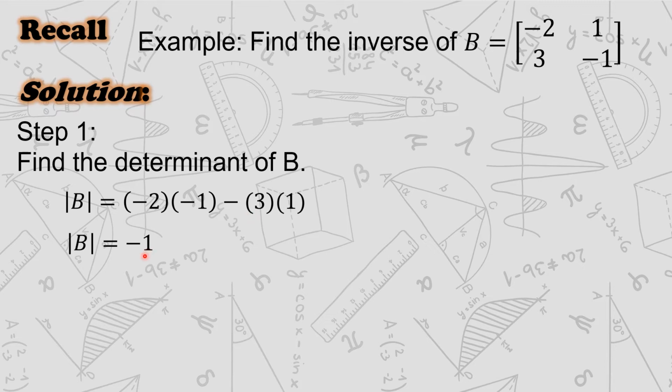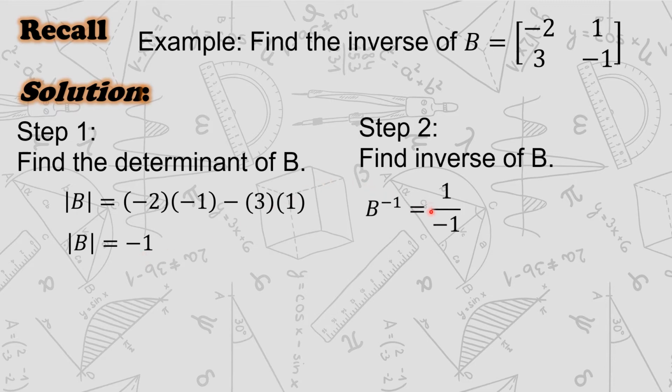Next, we'll find the inverse of matrix B. And this is given by 1 over negative 1, that is the reciprocal of the determinant of matrix B. Then we'll have the scalar multiplication to the matrix with elements negative 1, negative 2 on the main diagonal, that is the main diagonal elements of matrix B that are switched or swapped. And the other diagonal will have the negative of the elements in matrix B, that will be negative 3, negative 1.